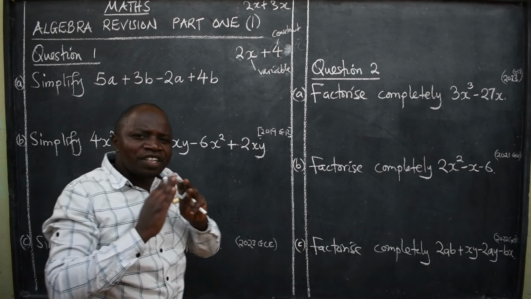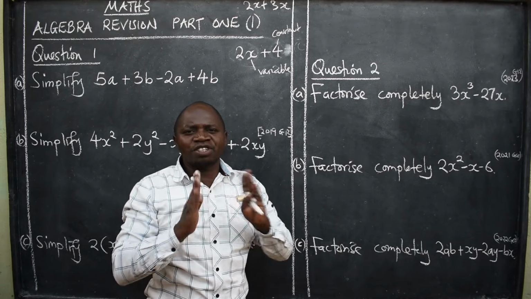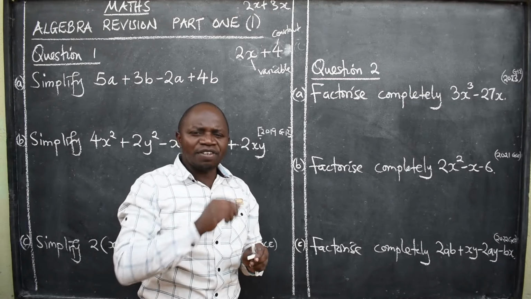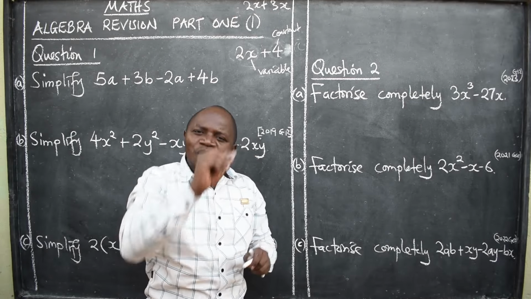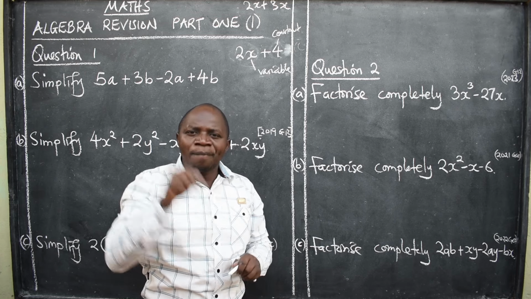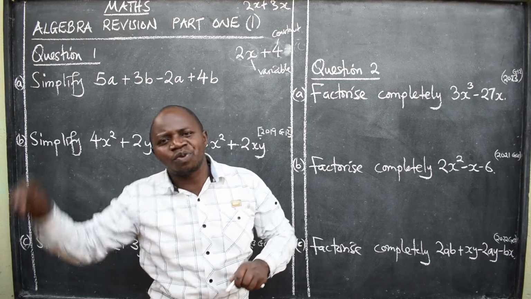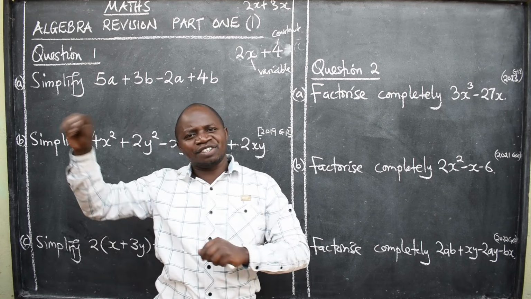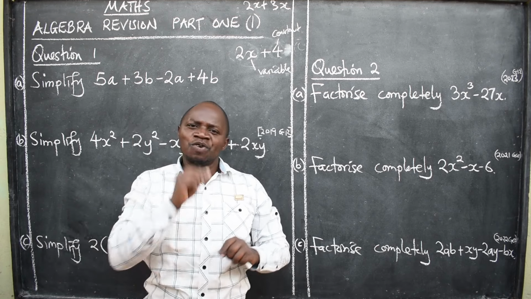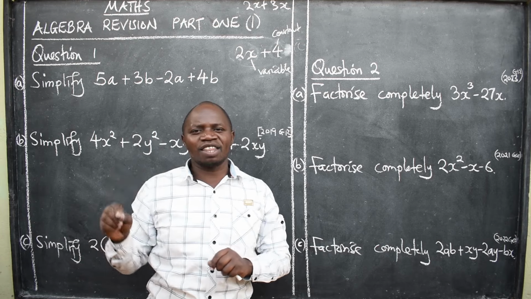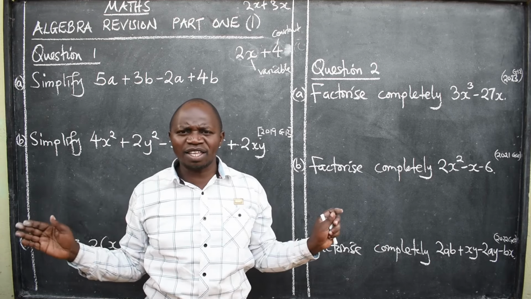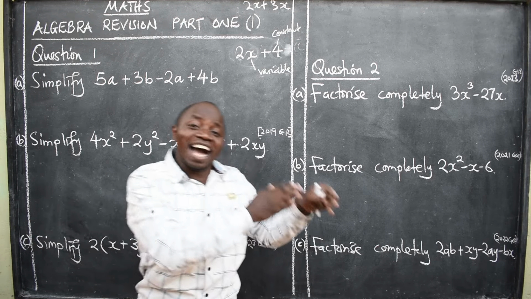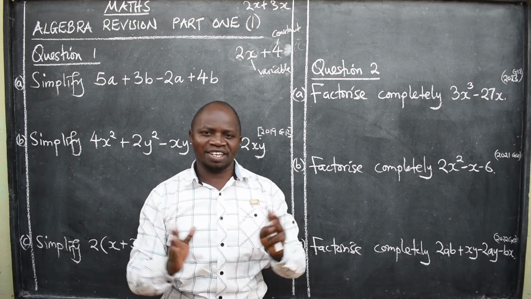So they should always be like terms. They should be the same. Even if it is 2x squared y plus 3x squared y, those can be added because both have got x squared y. Not whereby one has got x squared, then the other one has got x squared y. They're not the same. So you can only add or subtract like terms.